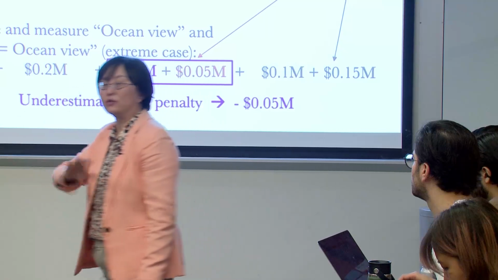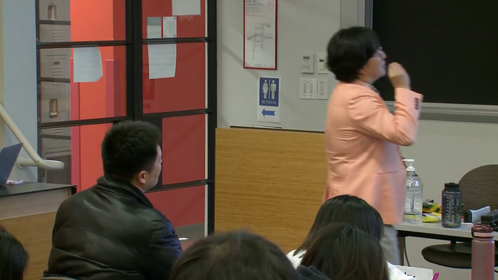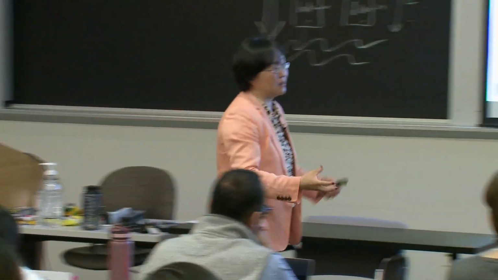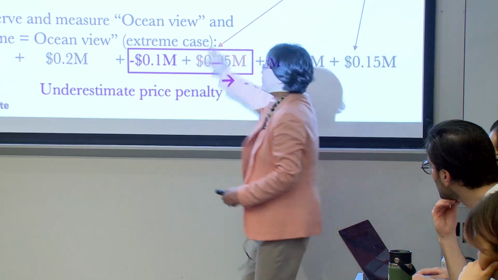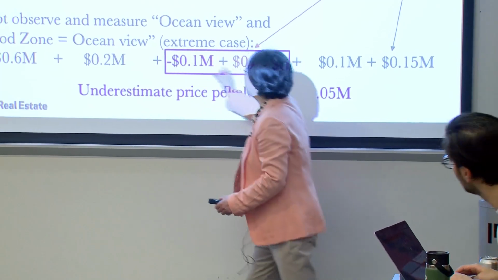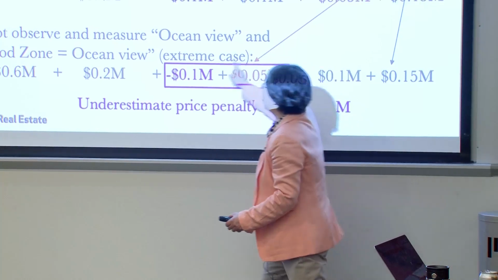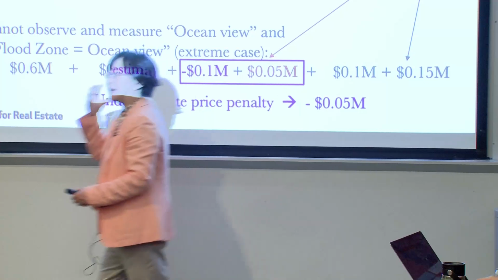You say, okay, in the flood zone, not that big a deal. In the flood zone, you only have a discount of 0.05 million, right? Because in the flood zone, you also have the benefit of the ocean view. Actually, if you can really split the ocean view out, being in the flood zone is so bad, that's negative 0.1 million. Then this one offsets this bad thing. This is a negative amenity. This is a positive. If you can really measure, you get this right. If you cannot, you get it wrong. You underestimate.